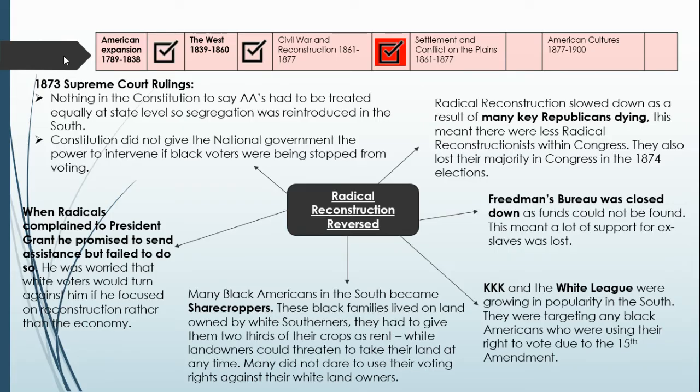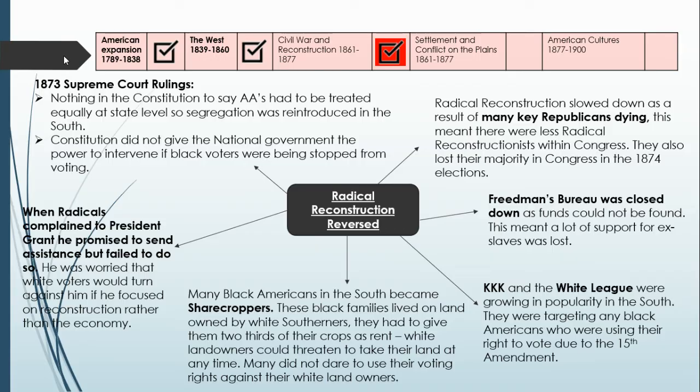and these Supreme Court rulings, remember the Supreme Court is the main court in the land, it is the most powerful, so what it says goes, and it states that there is nothing in the Constitution to say that African Americans had to be treated equally at state level. What this leads to is segregation in the South. So remember, segregation means the separation of white and Black Americans, and it clearly allows or paves the way for inferior quality of life for African Americans.